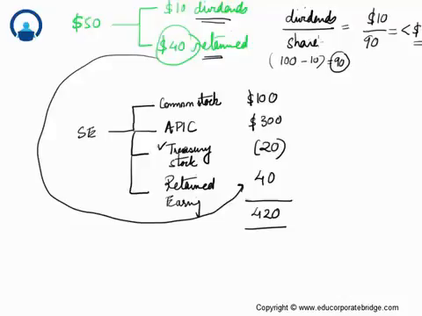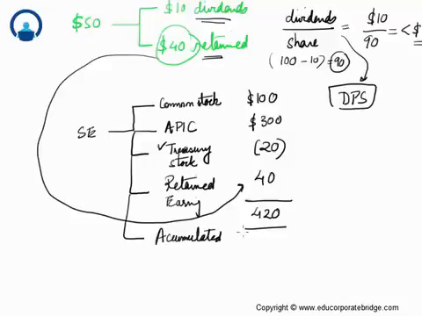This is also very important. This is called DPS, dividend per share, which will be in this case $10 divided by 90. Okay. So let's move and discuss the last element, which is again very important from the point of view of shareholders equity. This is called accumulated other comprehensive income. Let us see what this is and how we can accommodate accumulated other comprehensive income in the shareholders equity section.